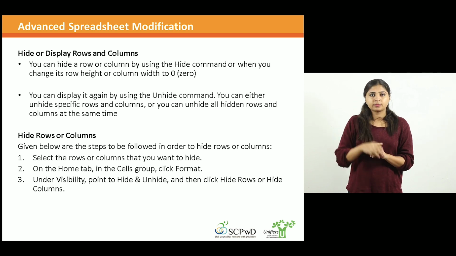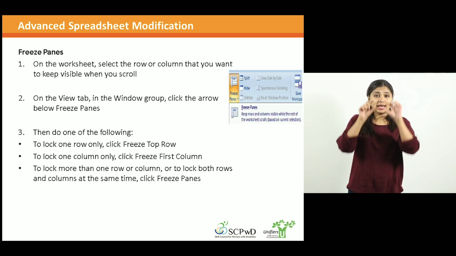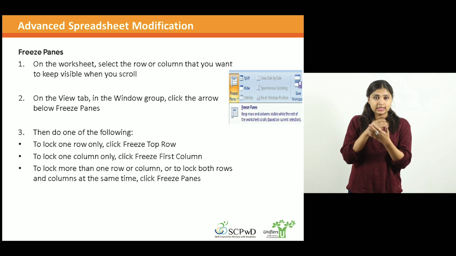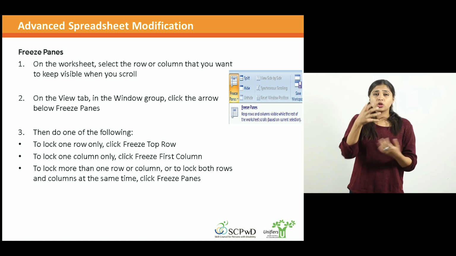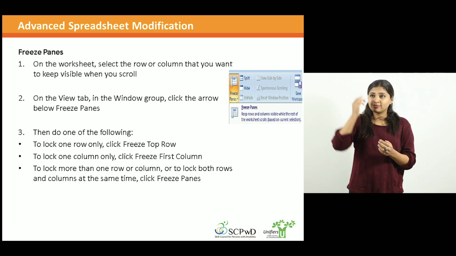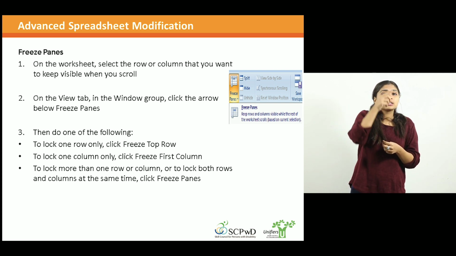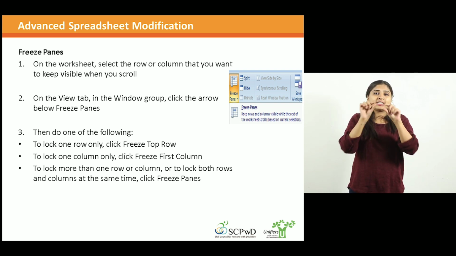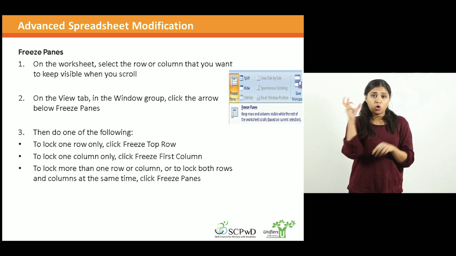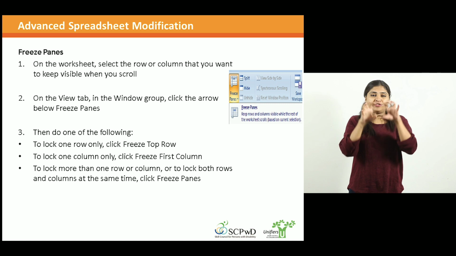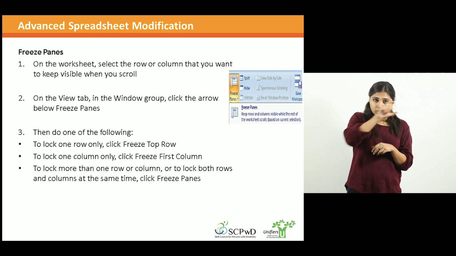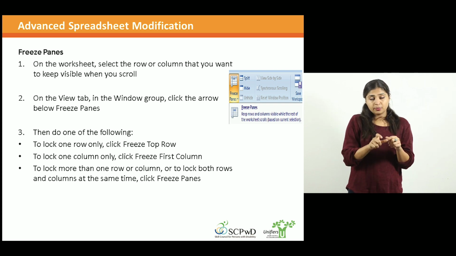Freeze panes. On the worksheet, select the row or column that you want to keep visible when you scroll. On the View tab in the Window group, click the arrow below Freeze Panes. Then do one of the following. To lock one row only, click Freeze Top Row. To lock one column only, click Freeze First Column. To lock more than one row or column, or to lock both rows and columns at the same time, click Freeze Panes.